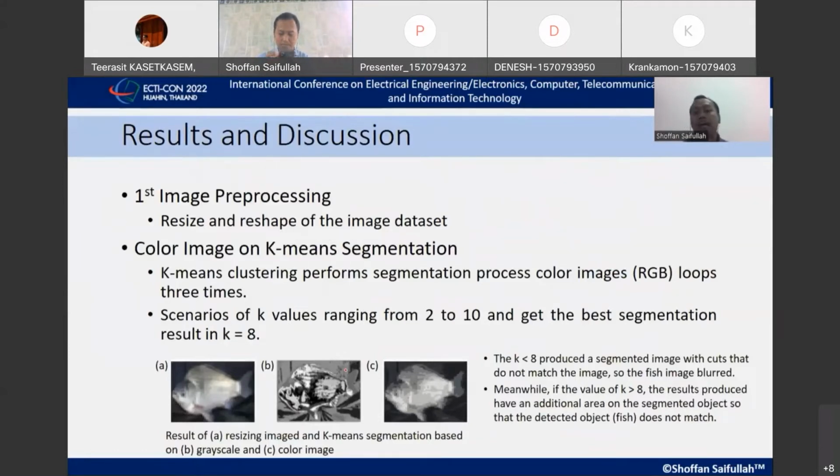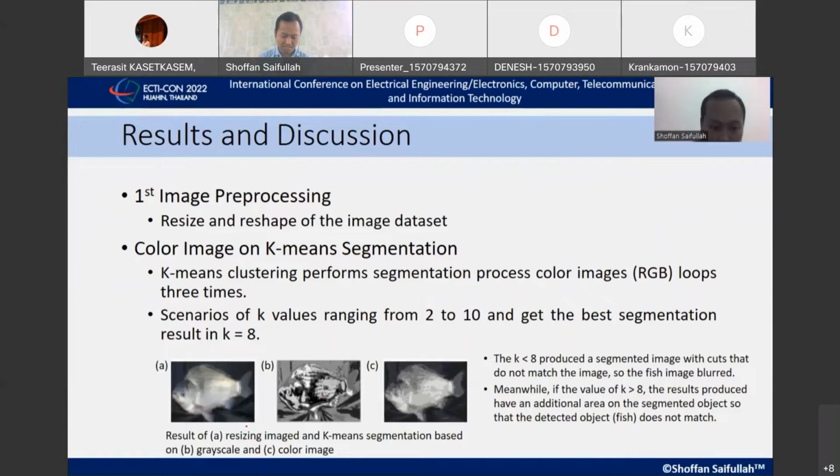Second, we have color image K-means segmentation. The clustering performs the segmentation process on color images in a loop three times, because color has three components: red, green, and blue. The scenarios of the K value range from 2 until 10, and we get the best segmentation result at K equals 8.